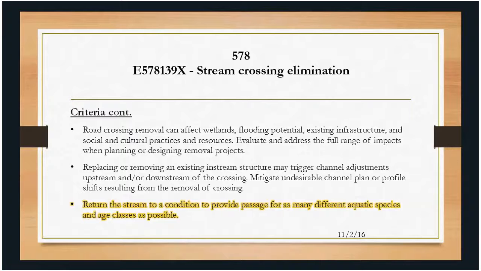If you have to do bank protection when you take out a crossing or a culvert or something like that, then you have to do it. You can see why this is $7,000 each now, I think.